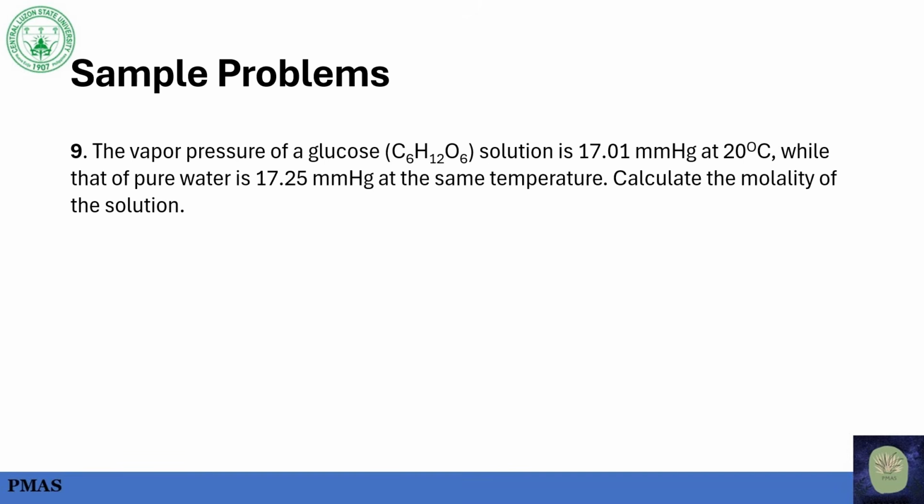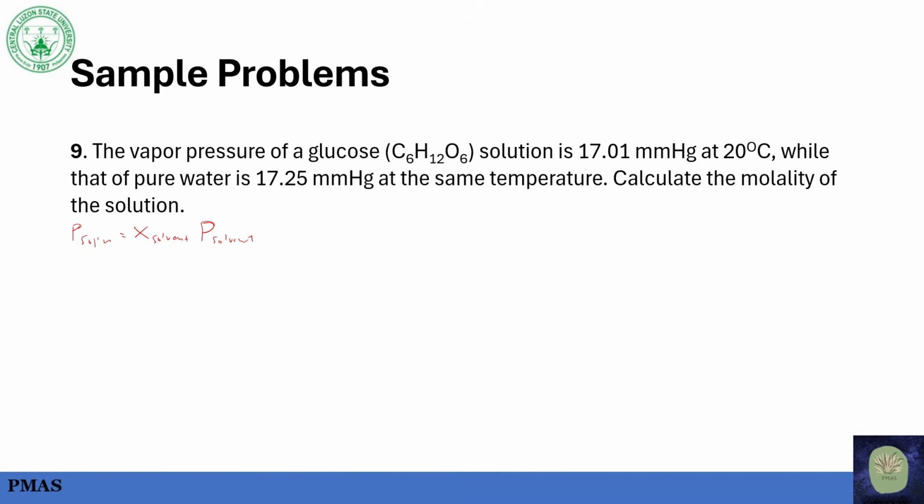So the formula for vapor pressure is that the pressure of the solution is equal to the mole fraction of the solvent multiplied by the pressure of the solvent. Okay? Now we are given two pressures, the pressure for the solution and the pressure for the solvent.